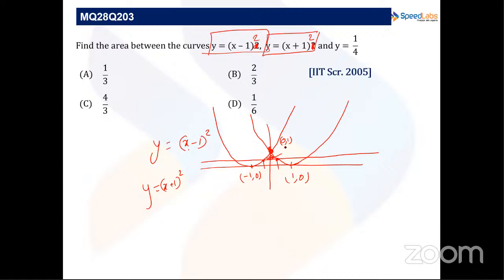So it's very easy because we already have y equals 1 by 4. So 1 by 4 is equal to this curve, y equals x minus 1 whole square, and this curve is y equals x plus 1 whole square. So this is 1 by 4 equals x minus 1 square, that is x minus 1 equals 1 by 2.